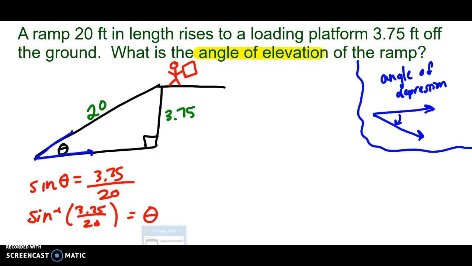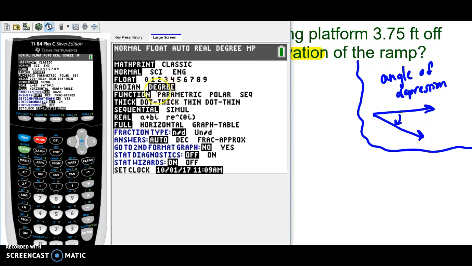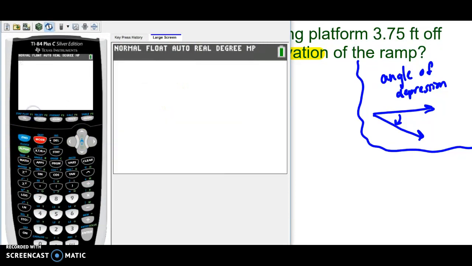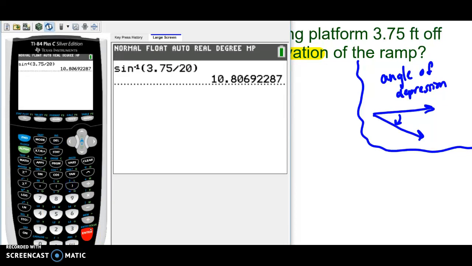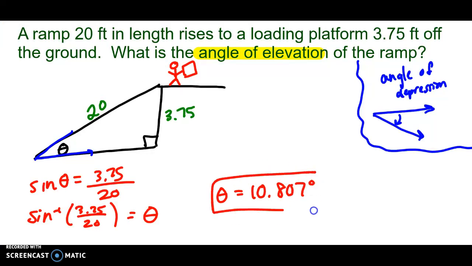So here's where I need my calculator. Let's also make sure that our calculator is in degree mode. I notice that mine is, so I'm good to go. I'm going to do inverse sine of 3.75 divided by 20. So we get that the angle of elevation is about 10.807 degrees. Not too bad.